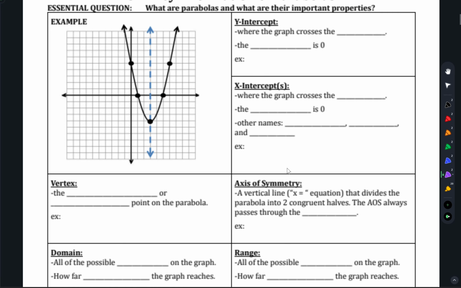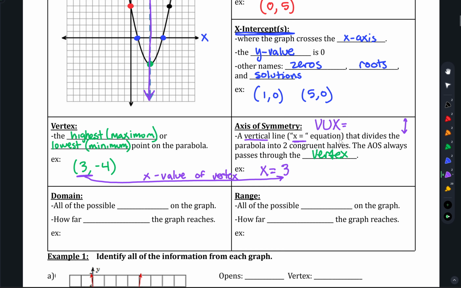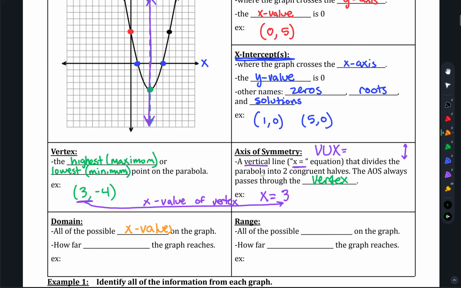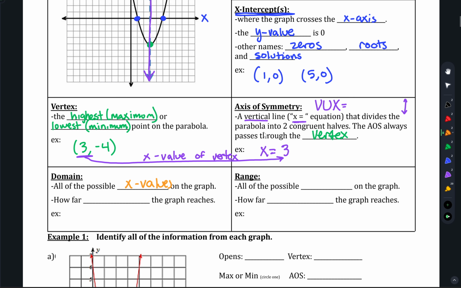Okay. That is all the visible stuff on my parabola. There are 2 things that are not going to be visible, but we still need to be able to do. The first one is called the domain. The domain refers to all the possible x values on a graph. So again, if we think about the x-axis, that's the thing that goes left to right. So basically what the domain means is how far left or right my graph goes.